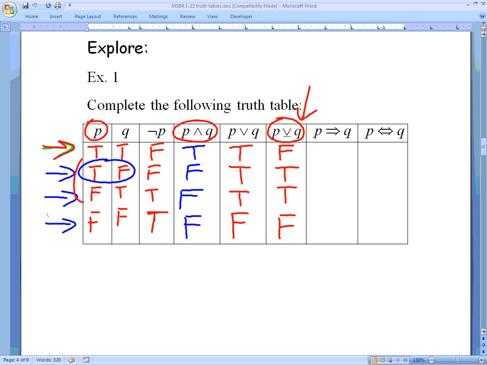And I think for the most part, a lot of us are like, yeah, that all seems to make pretty good sense. Now we get to the if-then.